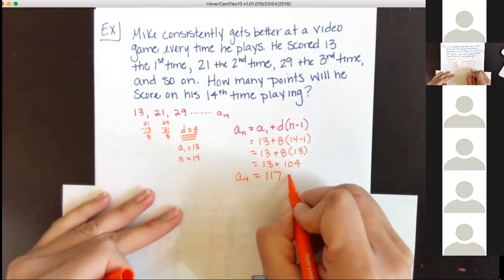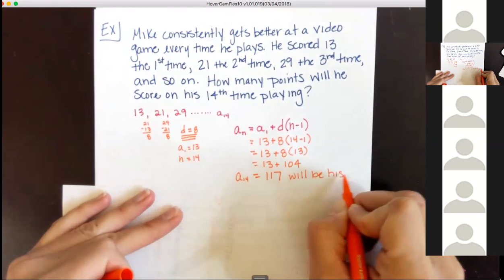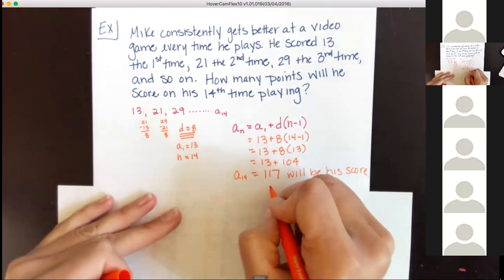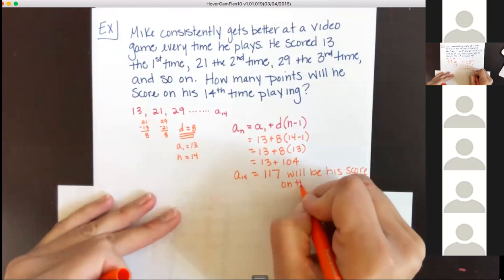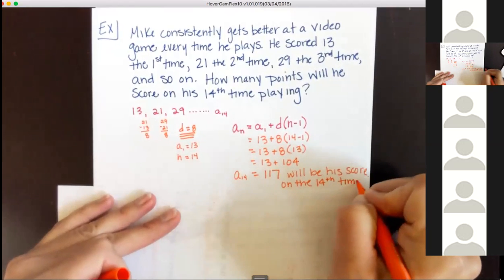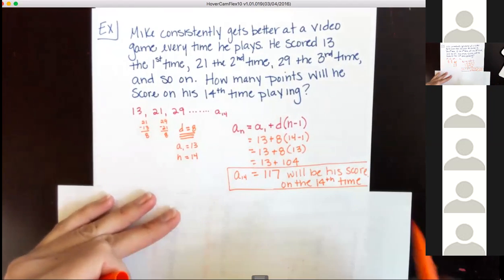117 will be his score on the 14th time. And that's it.